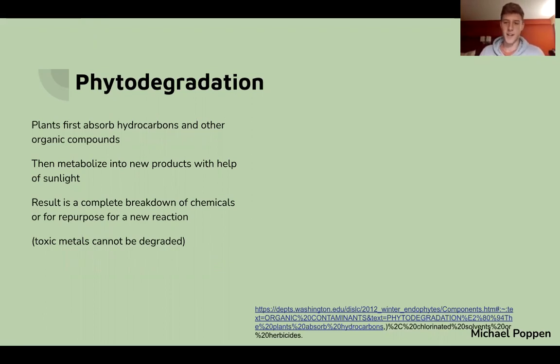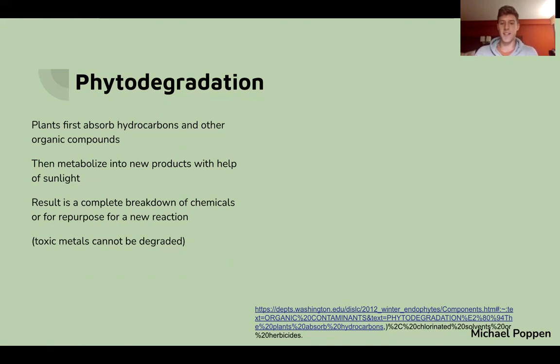Phytodegradation is the second one that I'll be talking about. It is the method of phytoremediation that involves breaking down the toxins or the contaminants. So plants absorb the hydrocarbons or other organic compounds into the roots, and it metabolizes it into a new product with the help of sunlight. It usually does this in the leaves and uses the sun's energy for this. So some products may be used by the plant for other purposes, but usually it's just released into the environment in a safer form.